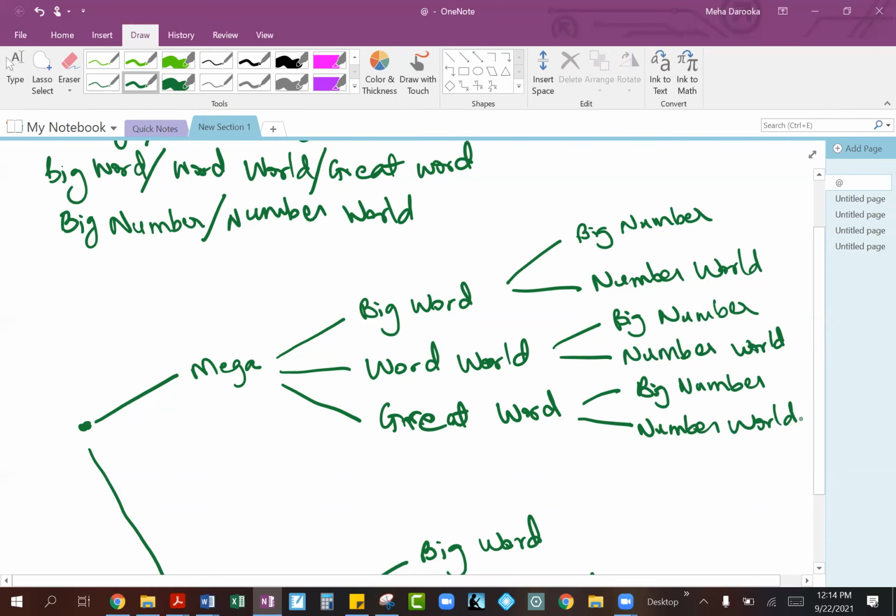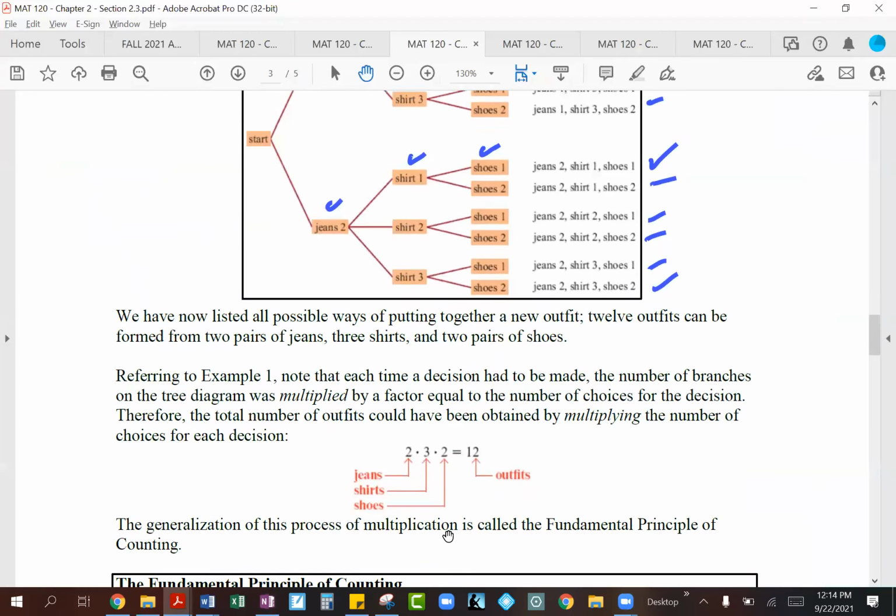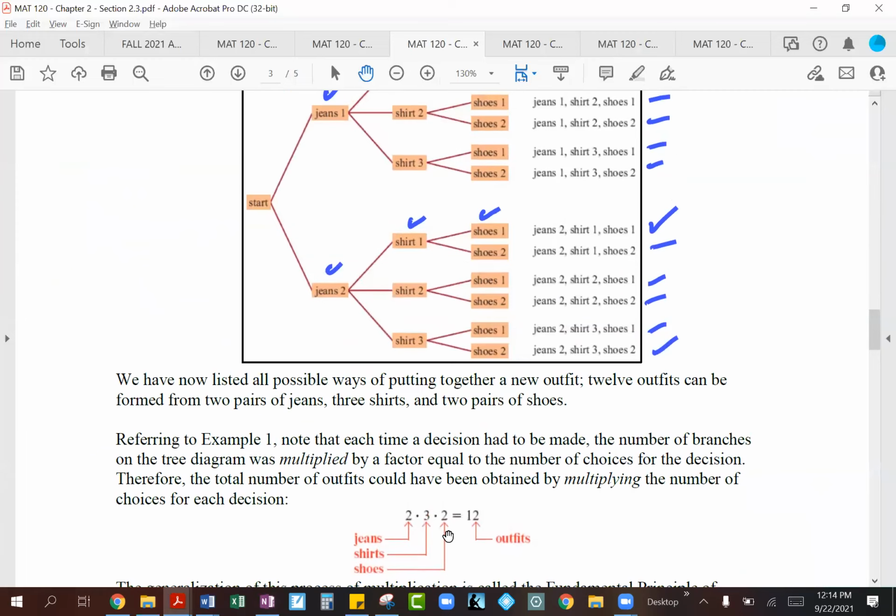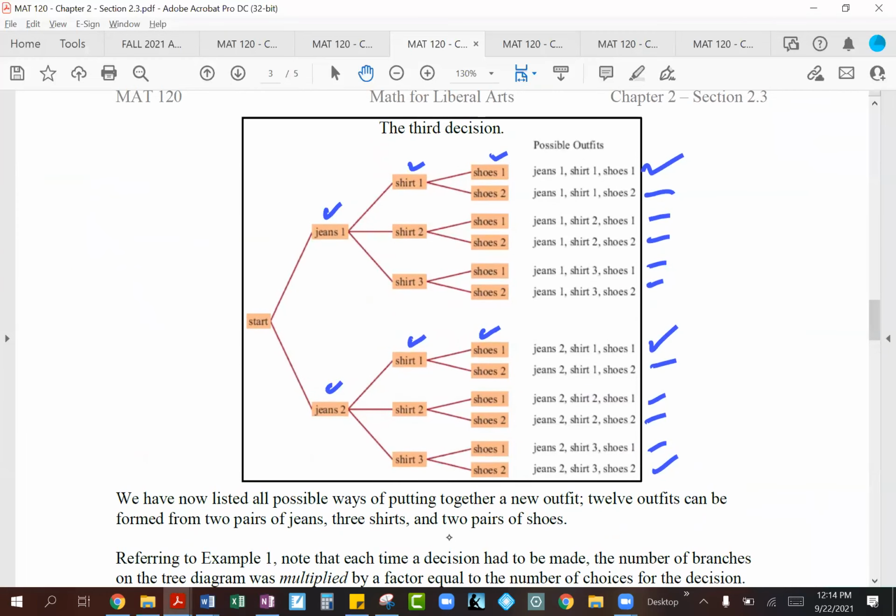So that would end up looking like, well, basically what they have listed over here. So then you have to come up with this list of all the possible different combinations. So you're going with jeans 1, shirt 1, shoe 1, then you're going with jeans 1, shirt 1, shoe 2. So that takes care of that combination.